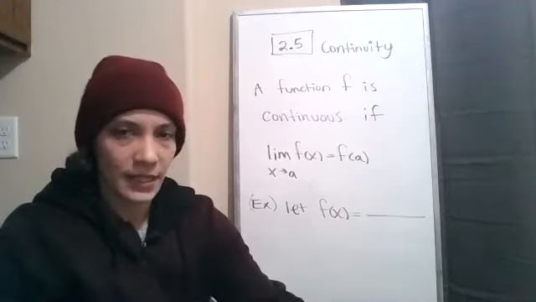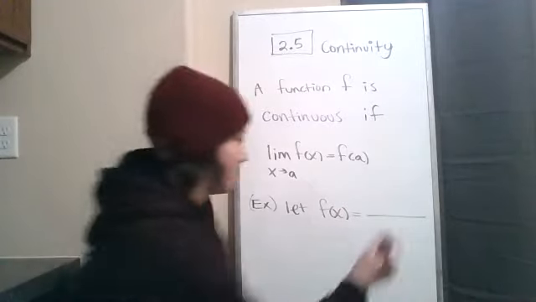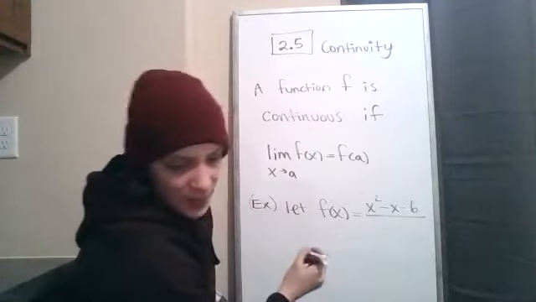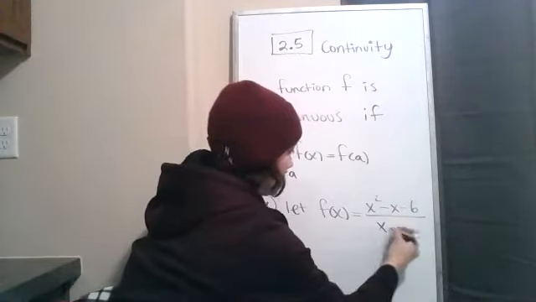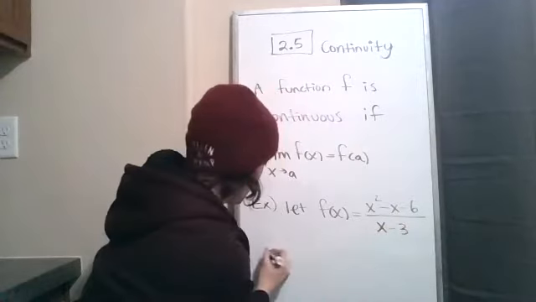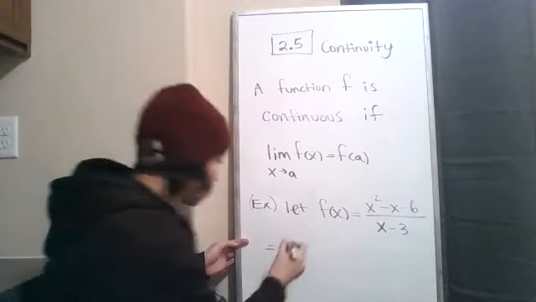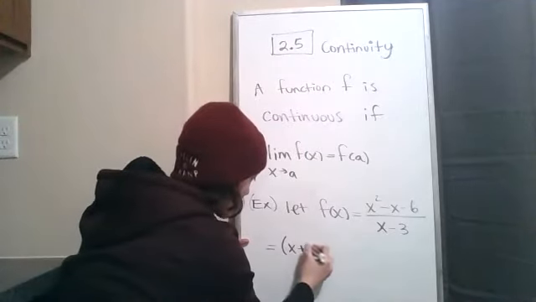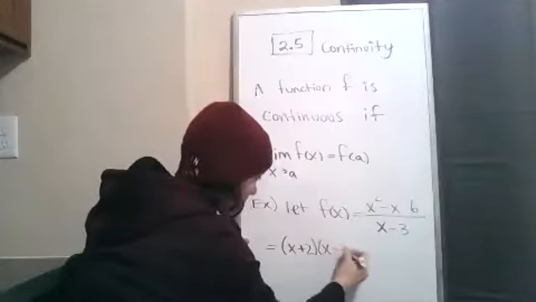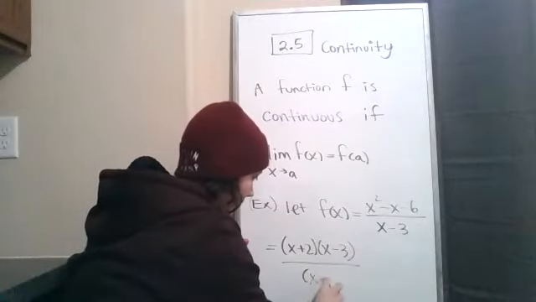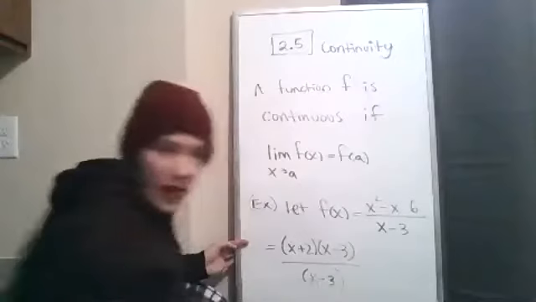x squared minus x minus 6 in the numerator over x minus 3. So we're going to factor that numerator to x plus 2 times x minus 3. We're going to graph this function.